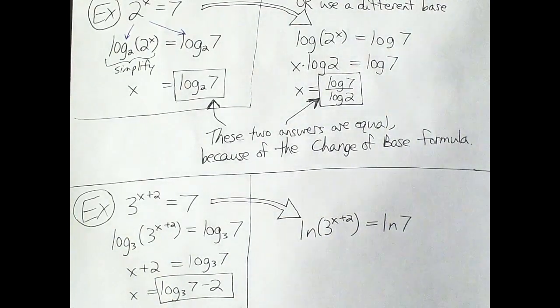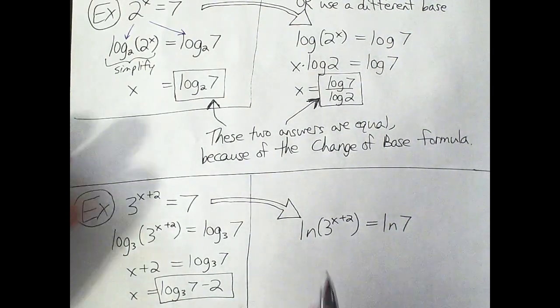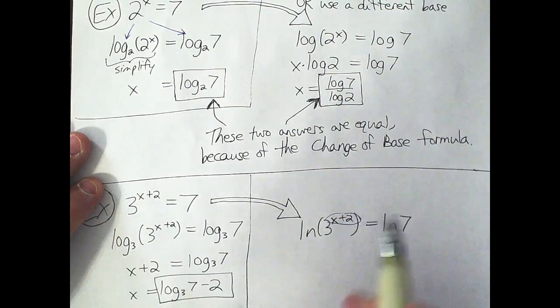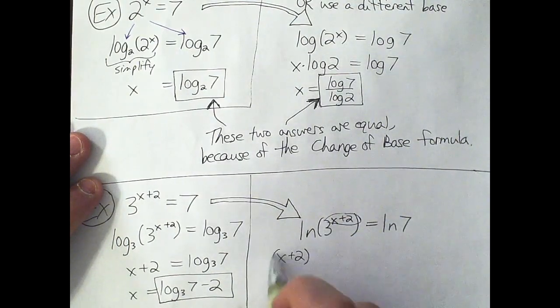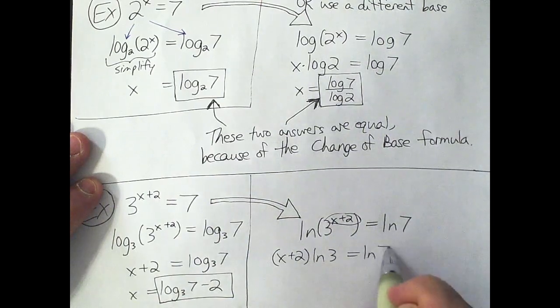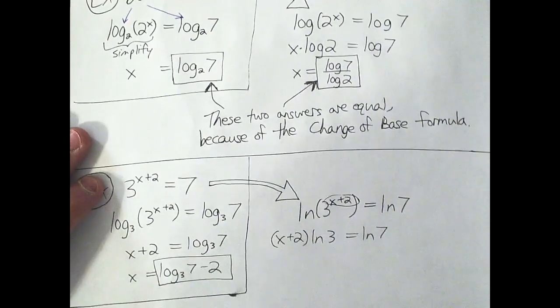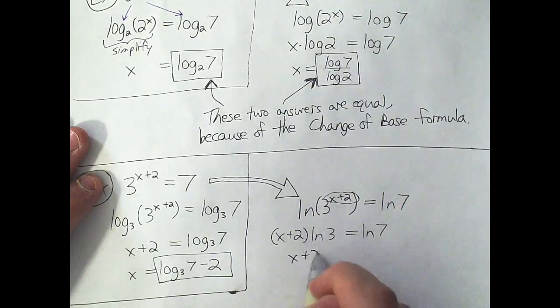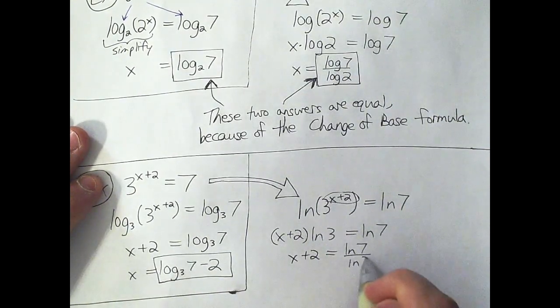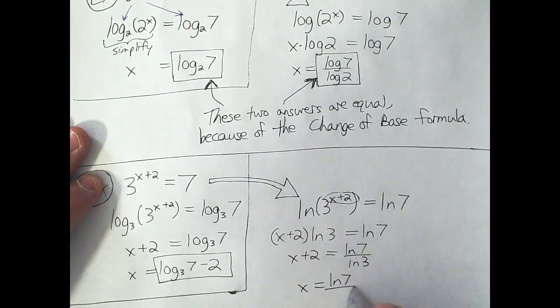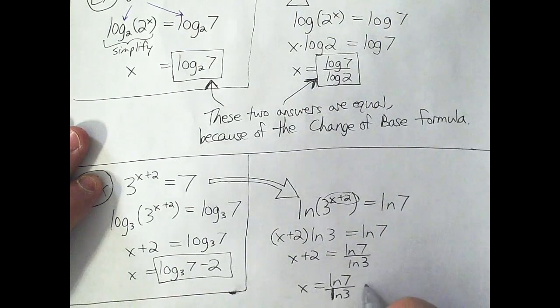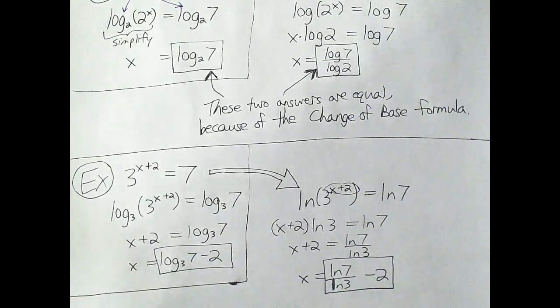Technically, there's nothing wrong with that. I did a logarithm of both sides. Just happens to be with base E. And that looks like ln. I could take the x plus 2 and move it out front. Maybe a little more work involved with this one. ln 7 over ln 3. I'm trying to get x by itself. I get ln 7 over ln 3 minus 2. And that is also equal to what we found already because of the change of base formula.